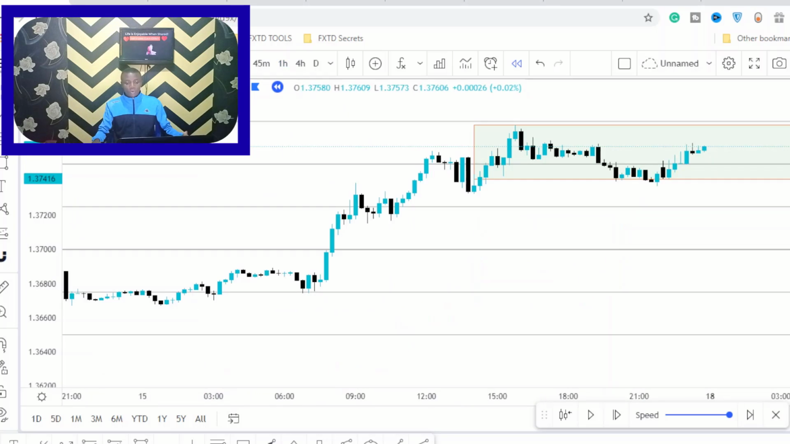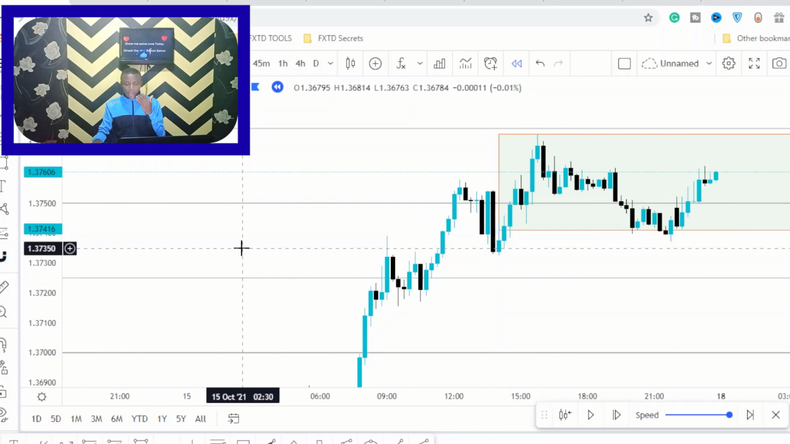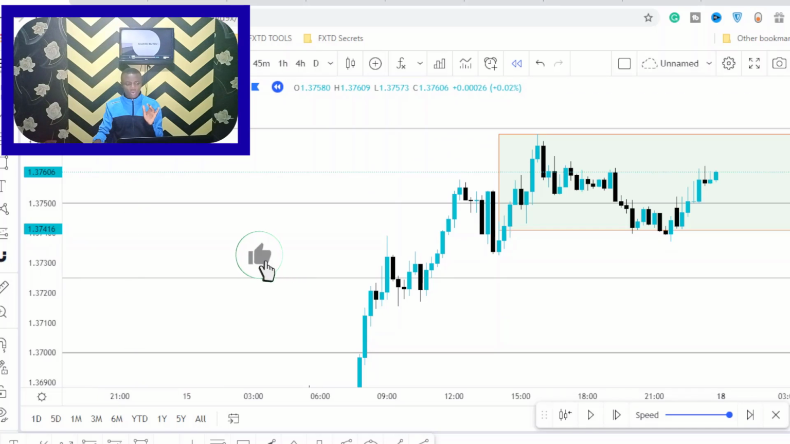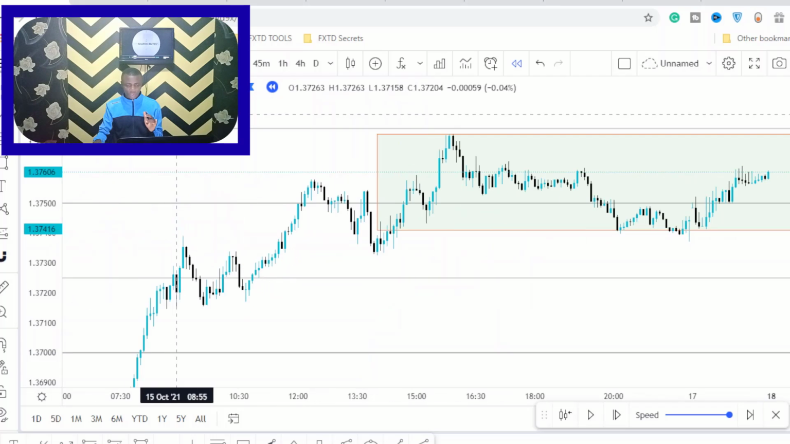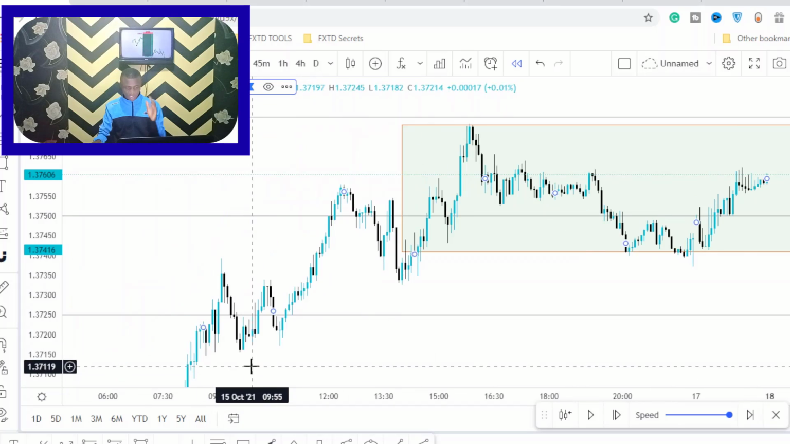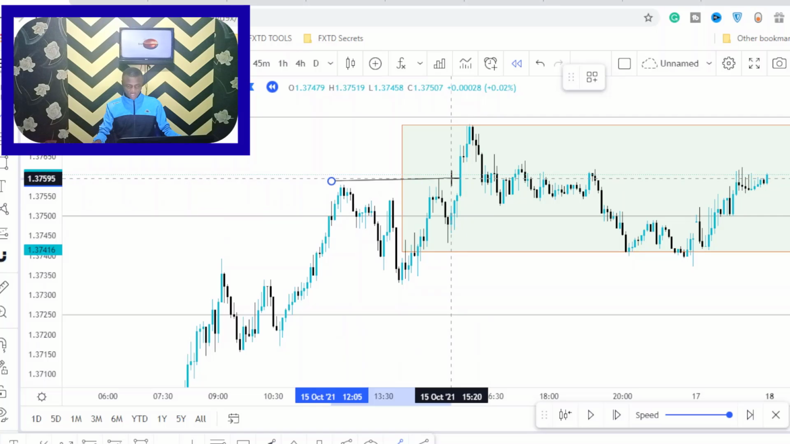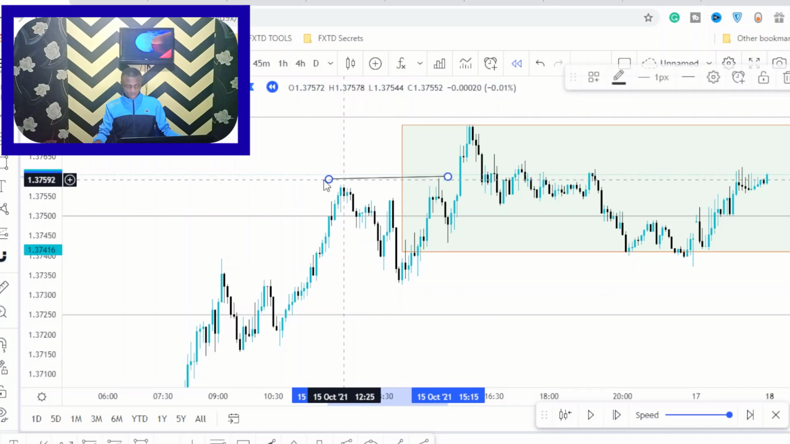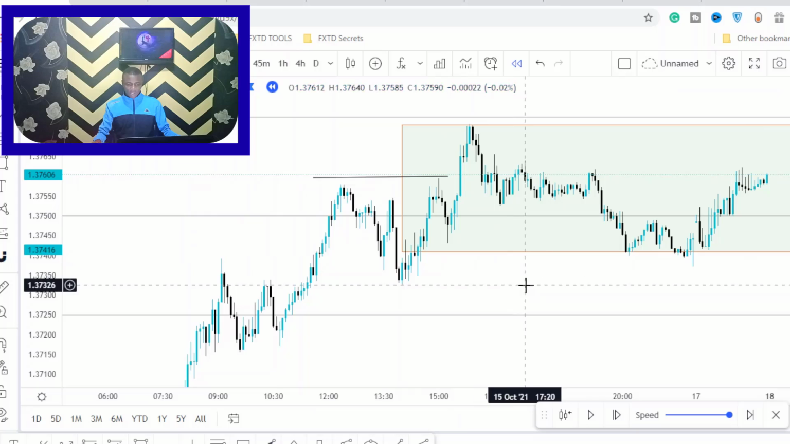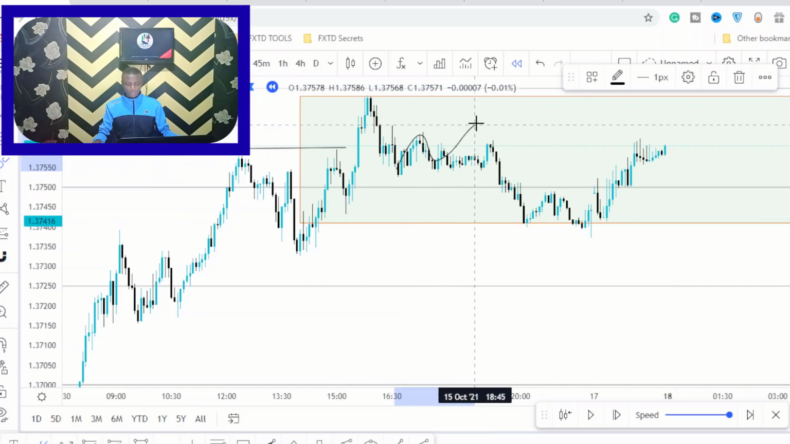So simple, we scale down to the 15 minutes, right? And we can also scale down to the 5 minutes, but I don't know if the 5 minutes is going to allow me to do this. If it does, okay, perfect. On the 5 minutes, what we see here is this. Take note of this, guys. We see that there was a liquidity takeout here, and price was kind of consolidating around this level, right?